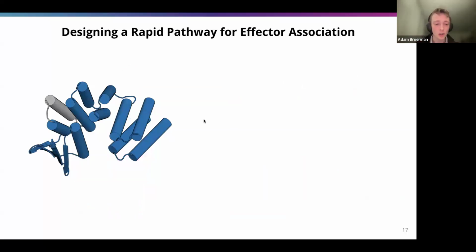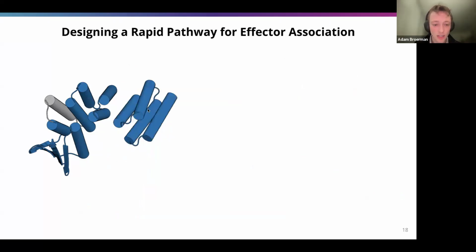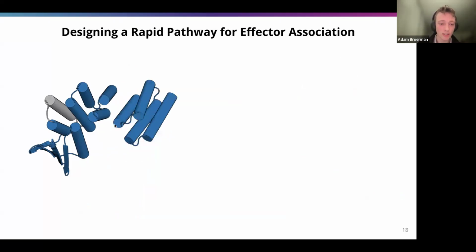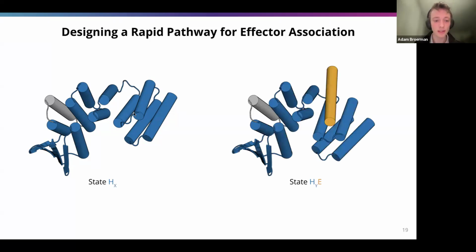And so to do this, we started from this state Y of the complex, and we split the domains here and then translated this domain backwards by one heptad along the axis of this helix. So if you look, this is kind of the new conformational change we're trying to design. And the nice thing about this translation, rather than a hinge-like rotation, is that this preserves an open cleft where that effector could kind of weakly associate and induce the conformational change. So then we close this loop here, and we paired this state with the original effector-bound state Y of the switch.